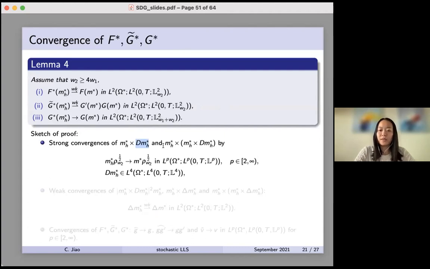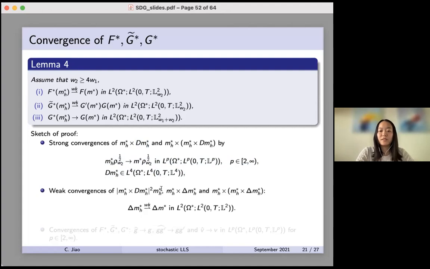But when applying Holder's inequality, we also need the L4 estimate and the LP convergence of the product of MH star and the weight function rho W. This LP convergence can be easily deduced from the strong convergence of MH star in weighted space and the boundedness of this product highlighted here.